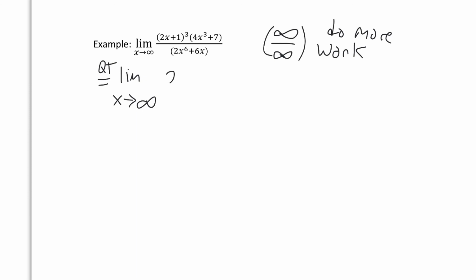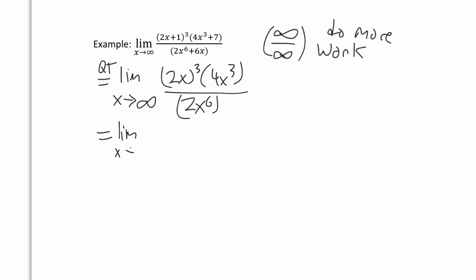We can drop the 1 and just keep the 2x. We have to use the quotient theorem individually on each part because they're all being multiplied. So we drop the 7 and keep the 4x cubed. And here we drop the 6x and just keep the 2x^6. Now make sure that when you cube this, you cube the 2 and cube the x. So that'll be the limit as x approaches infinity of 8x cubed times 4x cubed over 2x^6.